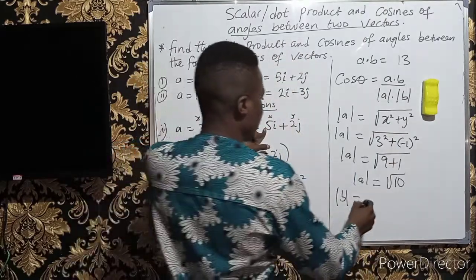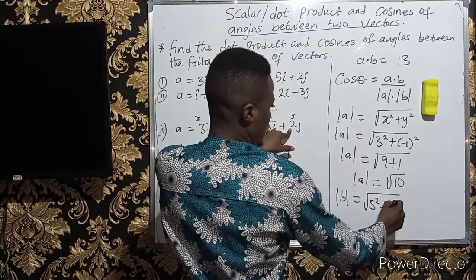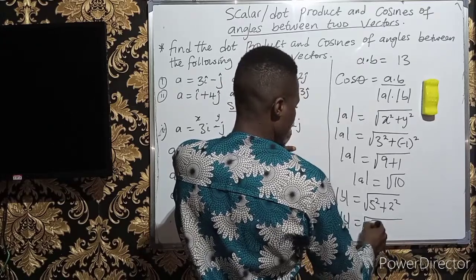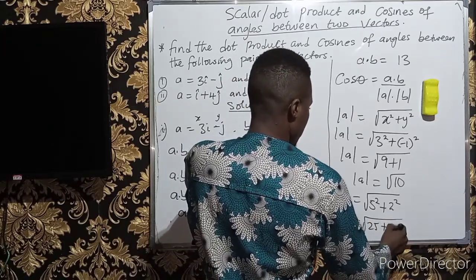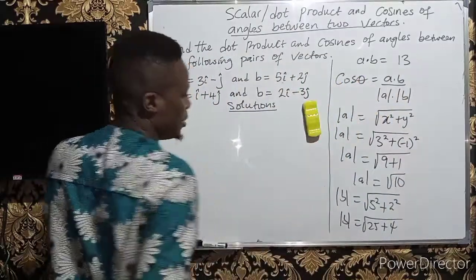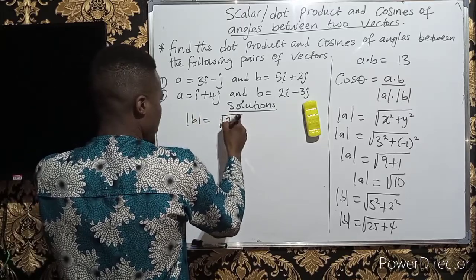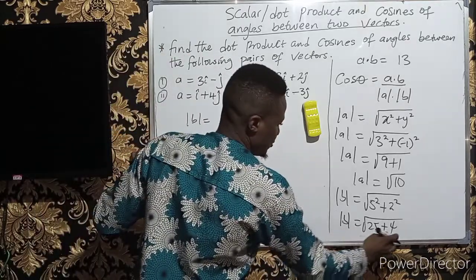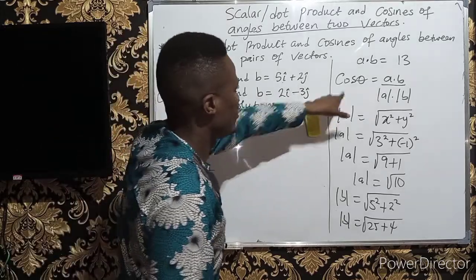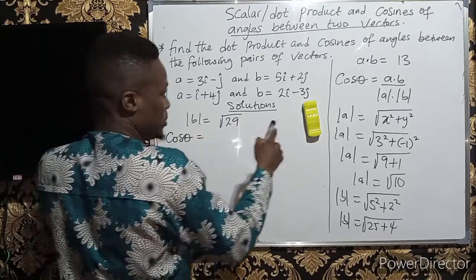Look at b here. I shall have it as square root of 5 squared plus 2 squared. And 5 squared will give me 25 plus 2 squared is 4. So I'll wipe off here and continue. Now the modulus of b is square root of 29, because when I add 25 and 4, it will give me 29.